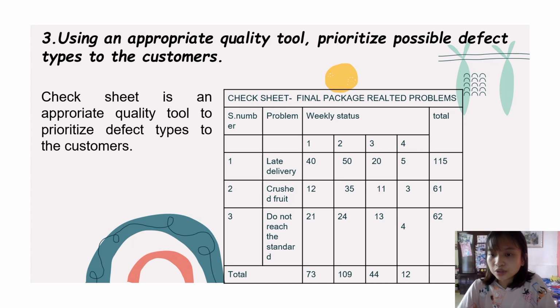But in week 3, the third week, the numbers have decreased: late delivery is only 20, crushed fruit is 11, and not meeting the standard is 13. For the fourth week, late delivery is only 5 cases, crushed fruit 3, and not meeting the standard is 4.